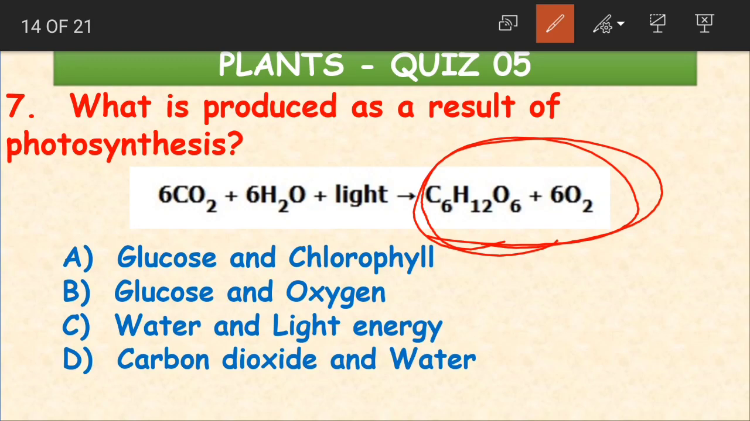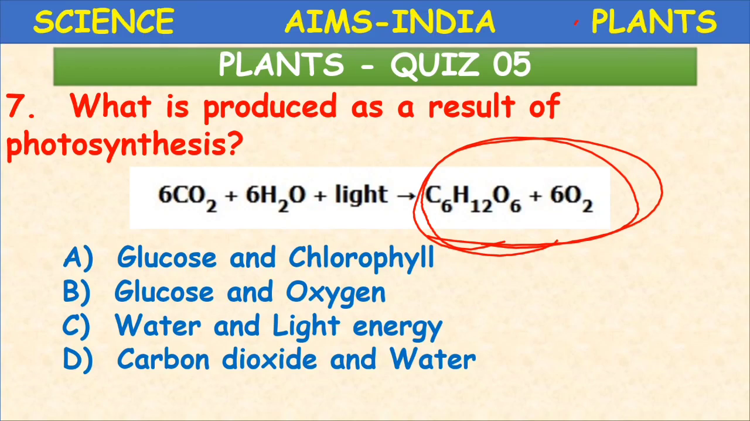Option A, glucose and chlorophyll. B is glucose and oxygen. C is water and light energy. D is carbon dioxide and water. Yes, children, what is the correct option? It is B, that is glucose and oxygen. So as a result of photosynthesis, glucose and oxygen is produced as food for the plant. Clear? Now we'll go to the other question.